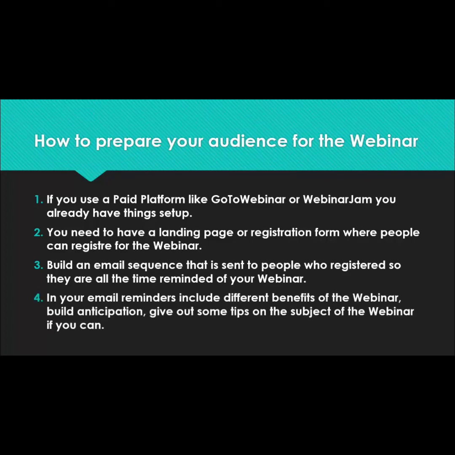Now in your email reminders, you need to set up a sequence of emails that you will send to these people that registered for your webinar. In this sequence, you need to include different benefits of the webinar. So you need to build anticipation for the webinar. You can give out some tips if you can regarding the subject that you will approach in the webinar. This will not just remind them of the webinar and why they should participate, so they will build anticipation, but it will also help you build credibility and authority just before starting the webinar, which is actually pretty cool.